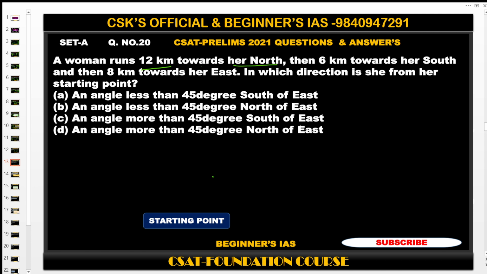Then, so let me take it as this one. So let me take this as 12 kilometers towards her north. Then 6 kilometers towards her south. Then what would be the thing here?